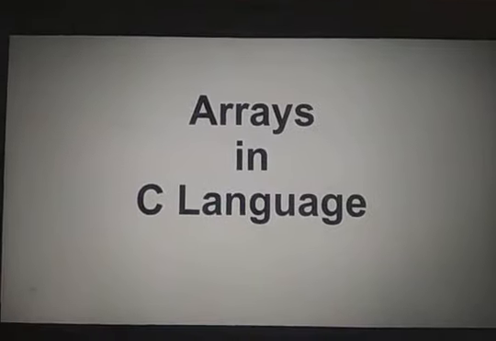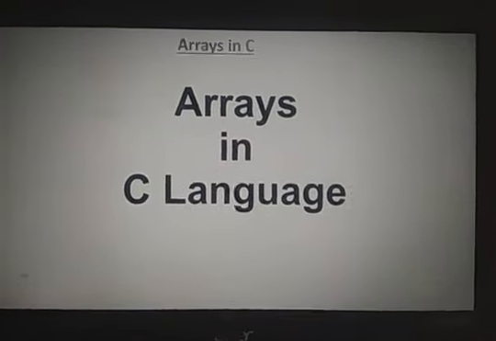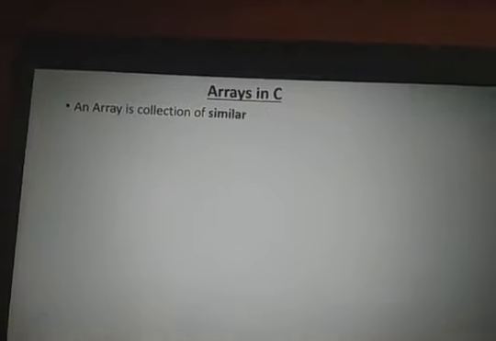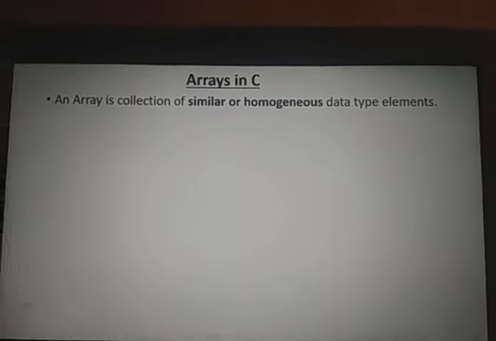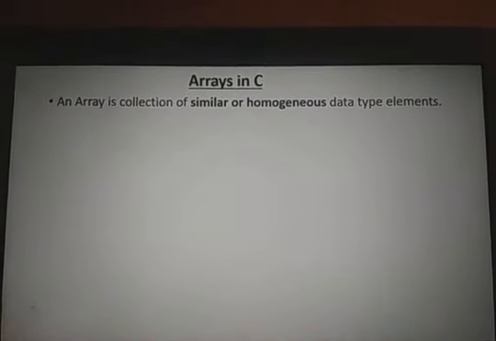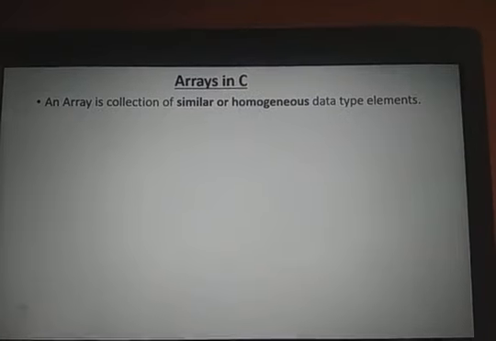Hi students, today I am going to explain arrays in C language. An array is a collection of similar data type or homogeneous group of elements. Right, what is homogeneous and what is similar we will discuss now.